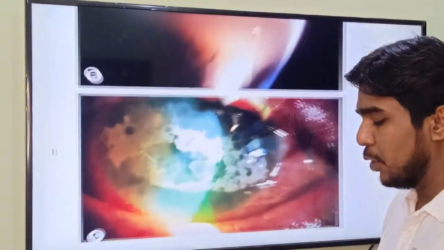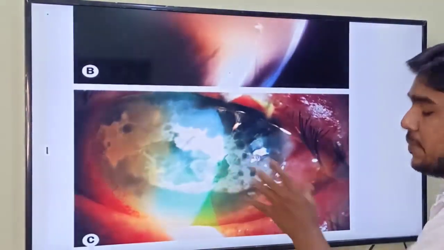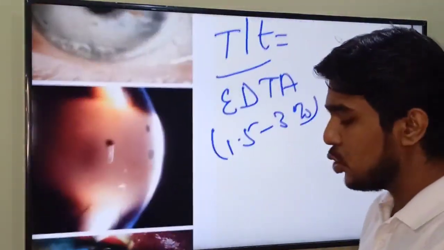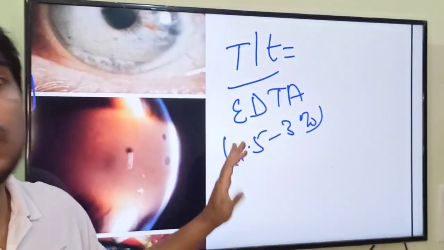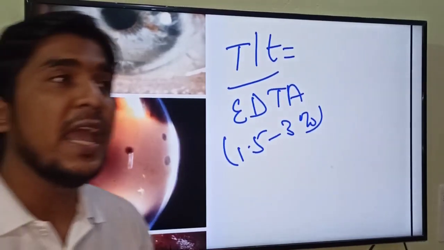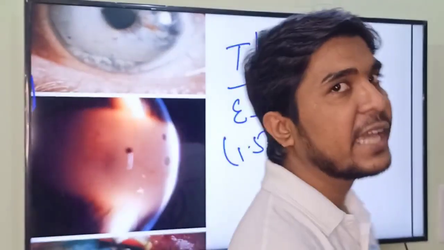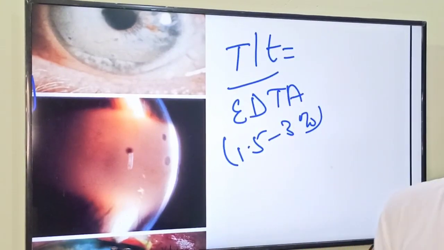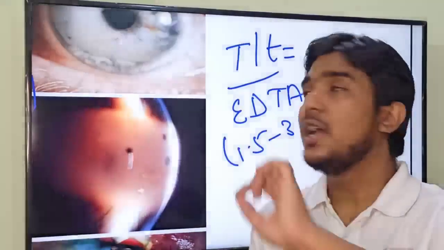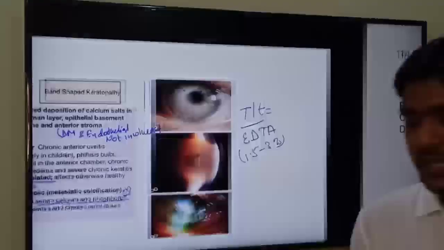So this is an example of band-shaped keratopathy that you can see. Now what is the treatment? You have to use EDTA, ethylenediaminetetraacetic acid. EDTA 1.5 to 3% you can use, and chelate the calcium with this EDTA for 20 to 30 seconds, and then scrape it out. This is the treatment of band-shaped keratopathy.